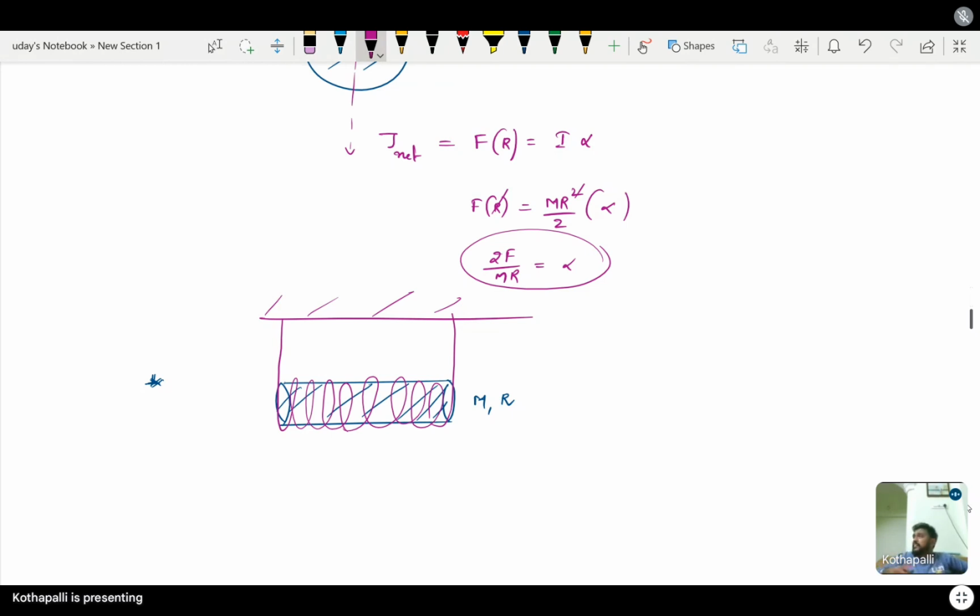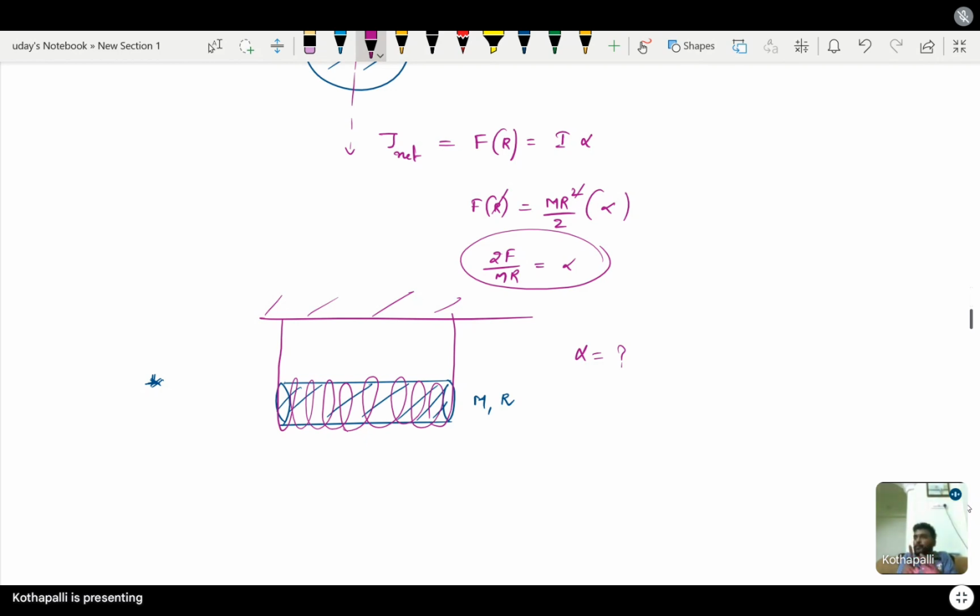So it will have some angular acceleration. What will be that angular acceleration? That's my question. Tell me. A little deep question, but easy now. Who will produce torque here? Tension force will produce the torque here because the string is attached at the edge.